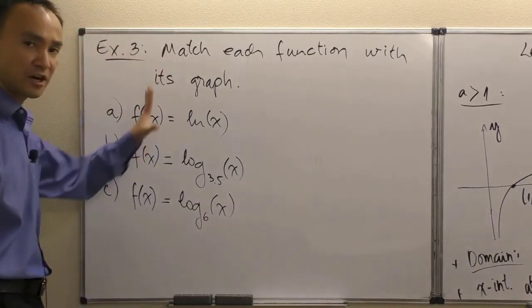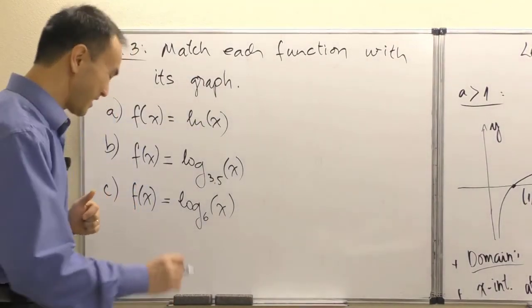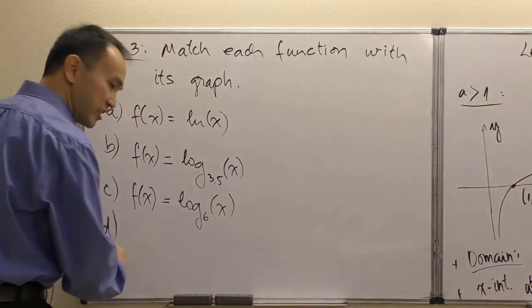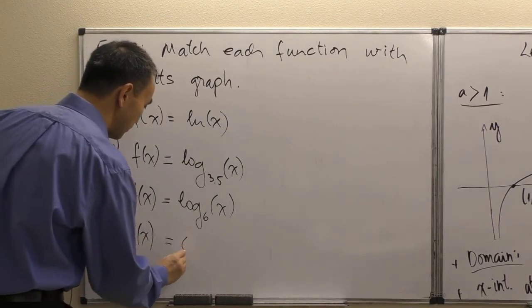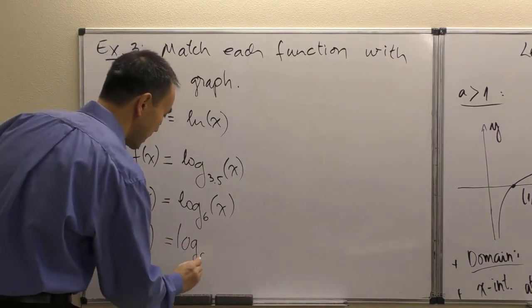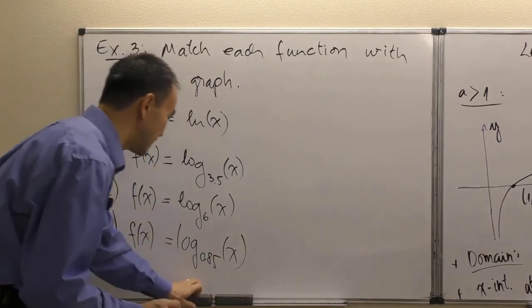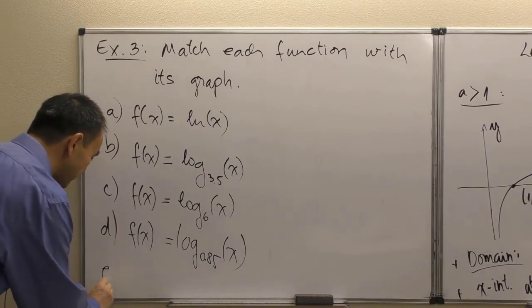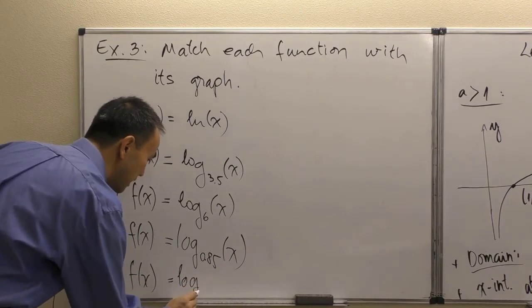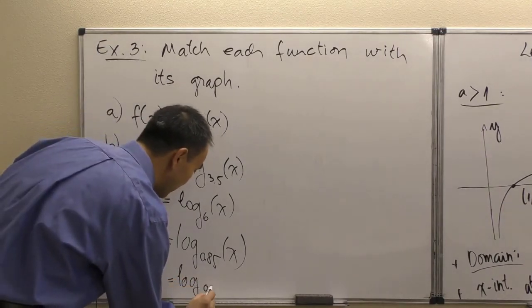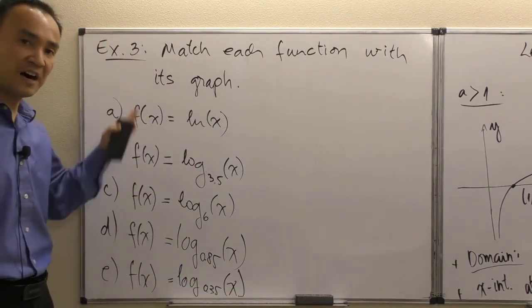These are not the ones that we've seen earlier in the Desmos demonstration. The function D on my list is f(x) equals log base 0.85 of x. And then we have another one, my function E, f(x) equals log base 0.35 of x. So we have 5 functions here.